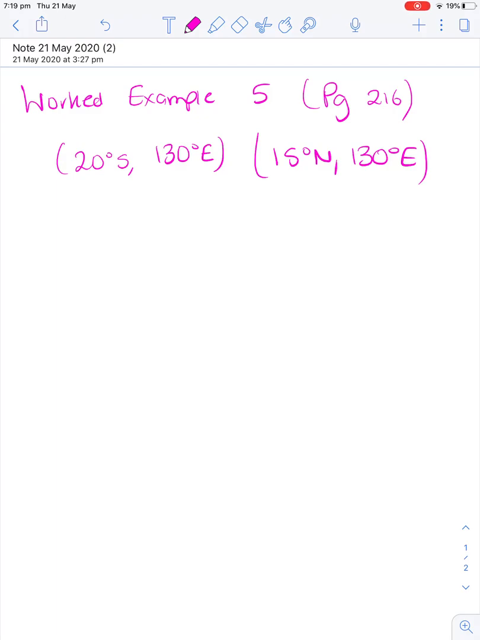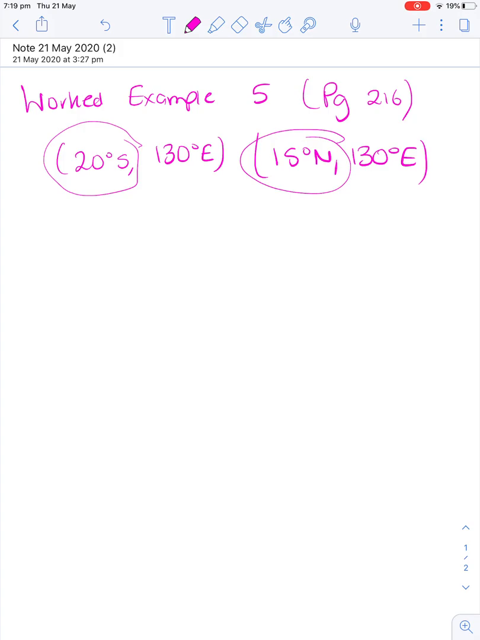All right, so I'm going to be going through worked example 5 on page 216. Now, what this question is asking is they're giving you two sets of coordinates and you have to find the angular distance between them. All right, so two things you have to consider. When we're working out the angular distance, we are focusing strictly on the latitude. Okay, latitude is north and south, so we don't even actually look at the west and east.